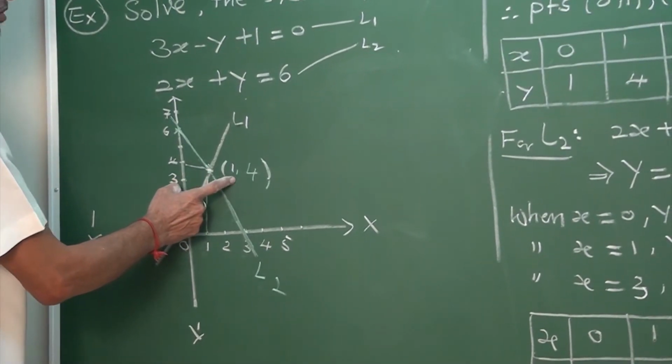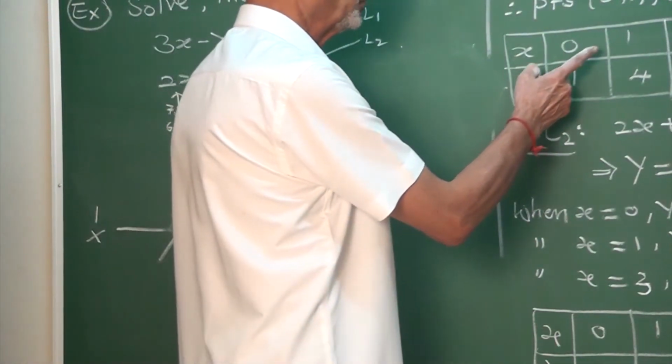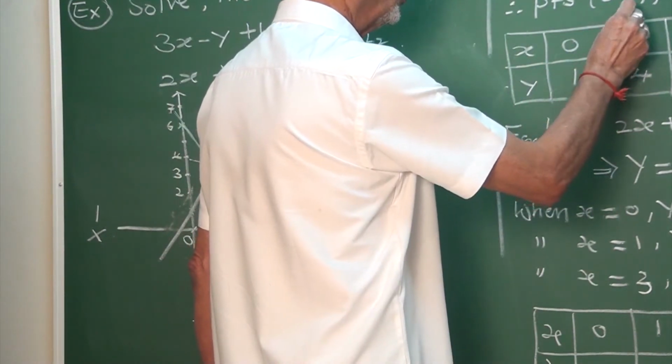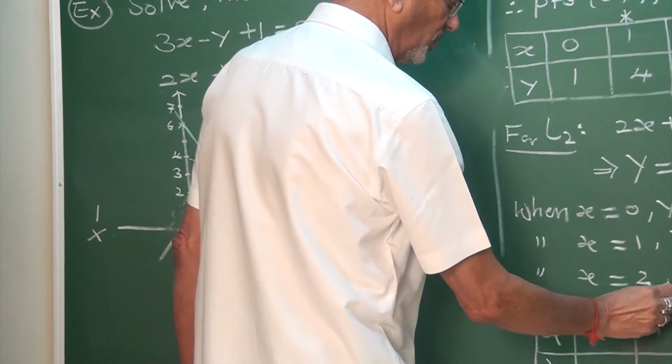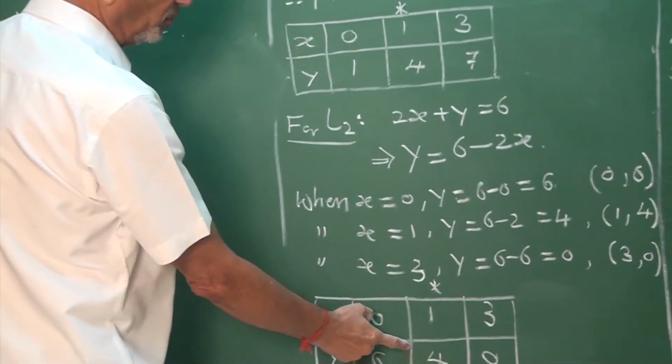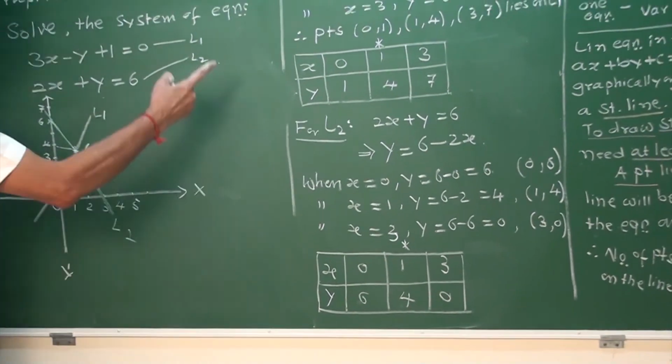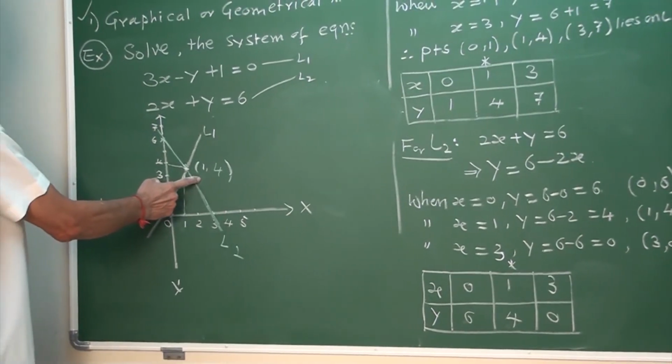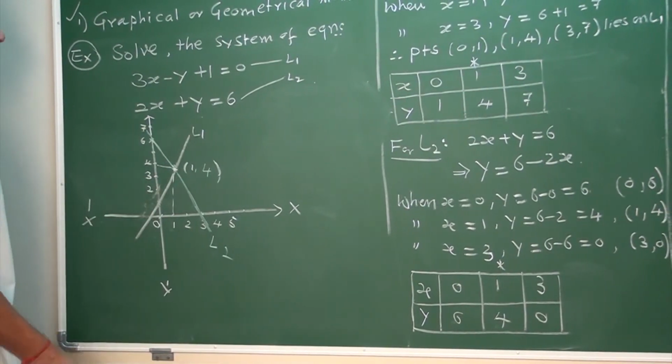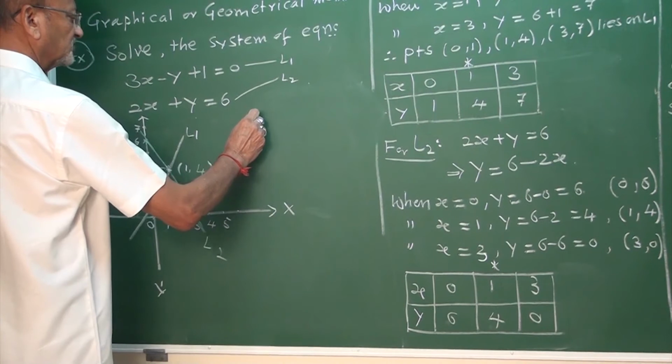What is this point? 1, 4. See here your observation. 1, 4, 1, 4. What is this, my friend? 1, 4. This is the common point of intersection from the tabular form values itself. Therefore, lines intersect.